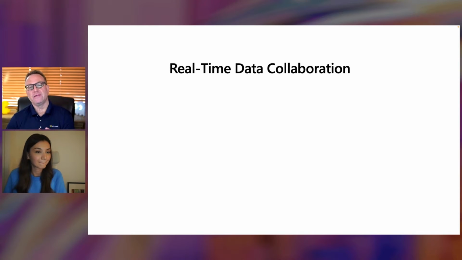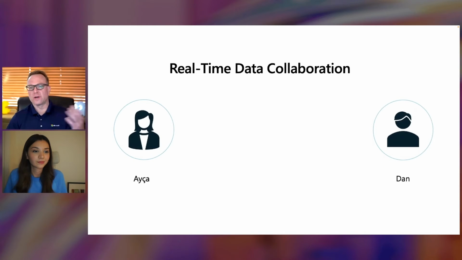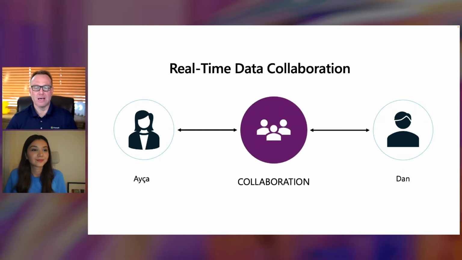So let's say that Ayca and I are working together on an app, and we need to be able to see the data we're changing in real time. You know, Ayca, if you type something or I type something, we want it to synchronize, right? So it all matches up.